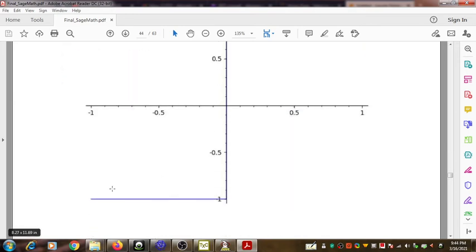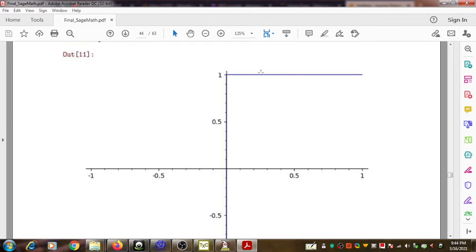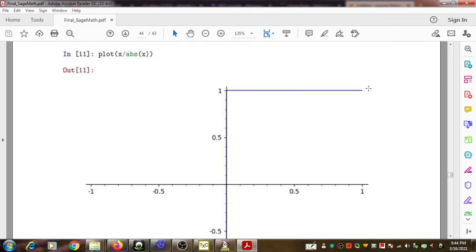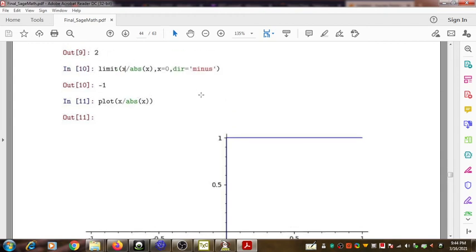From this graph, it is clear that as x tends to 0 from the left, the function approaches minus 1. The function value is steady and equal to minus 1. But as x tends to 0 from the right hand side, the function value is a steady y equal to 1. So the right limit will be plus 1, but it is not actually calculated here. You can verify just by replacing minus by plus that the limit is equal to plus 1.